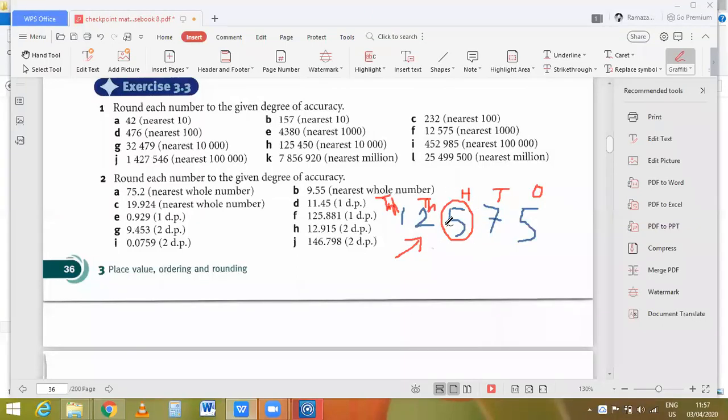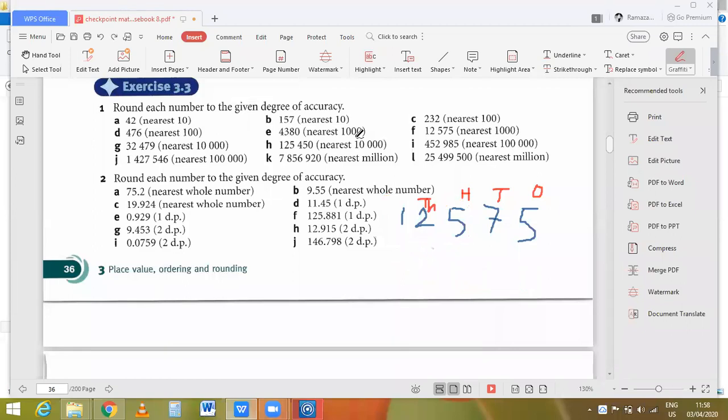5 tells us go up or down. Since it's equal to 5, what will I do? I will go up. I will add one more here. So the answer is going to be 13,000. Again, let's ask the question: the answer is going to be either 12,000 or 13,000. Just ask yourself this question, then immediately you will find the answer.